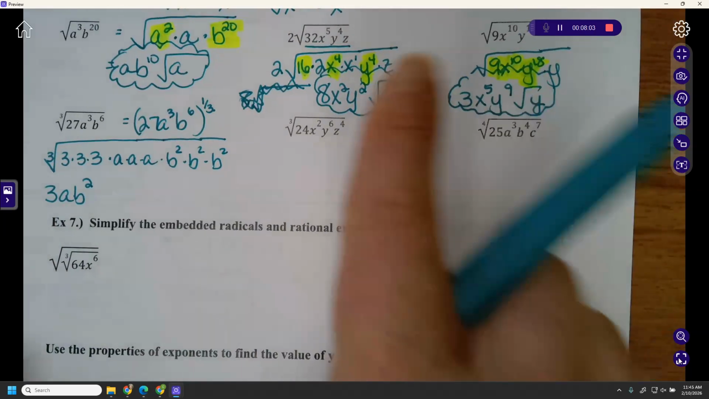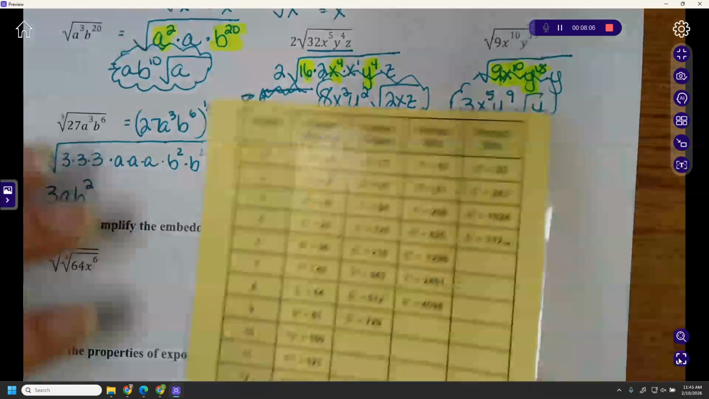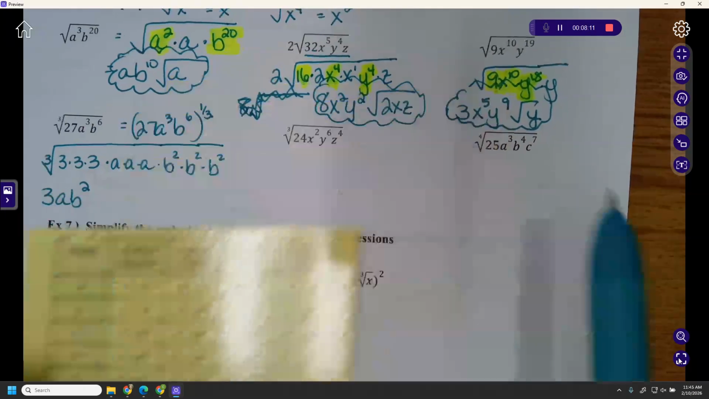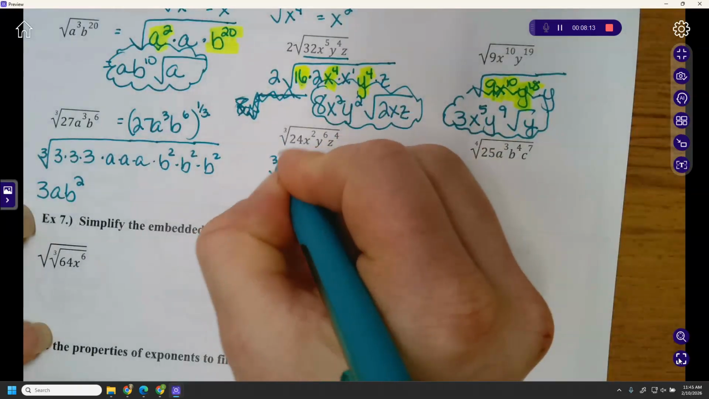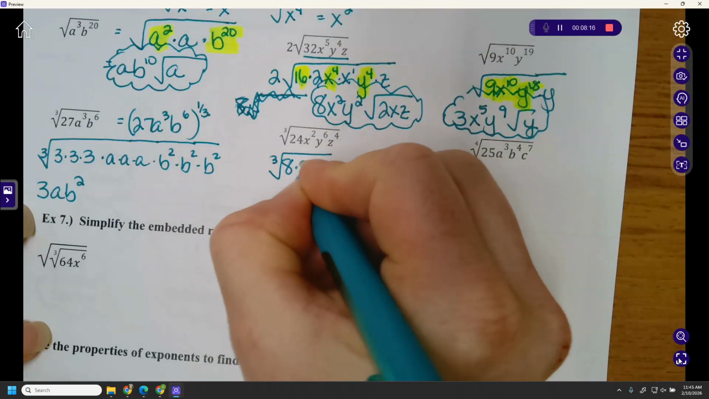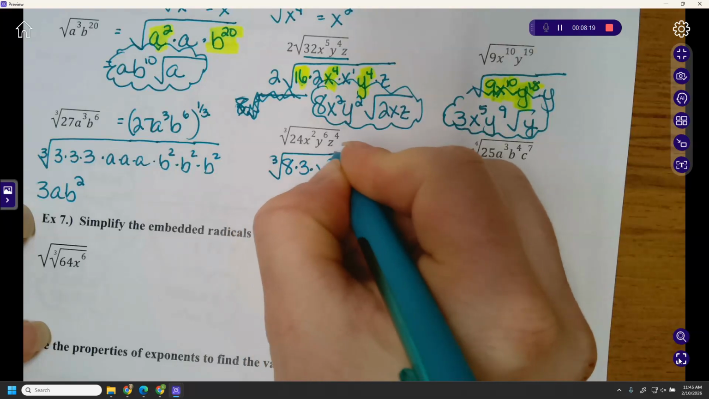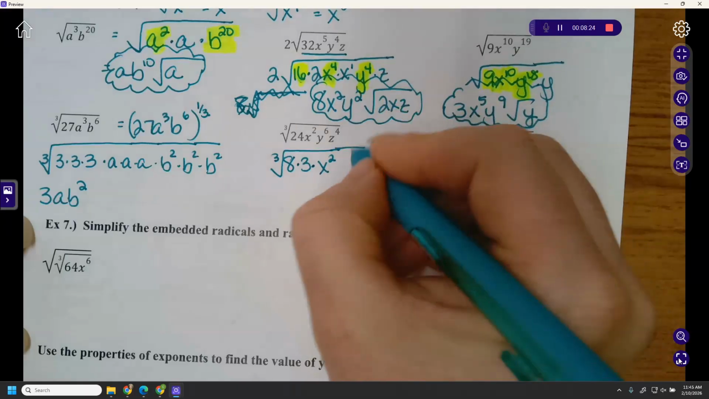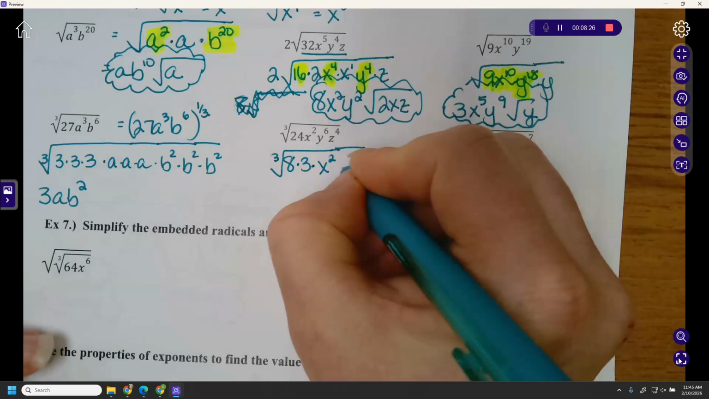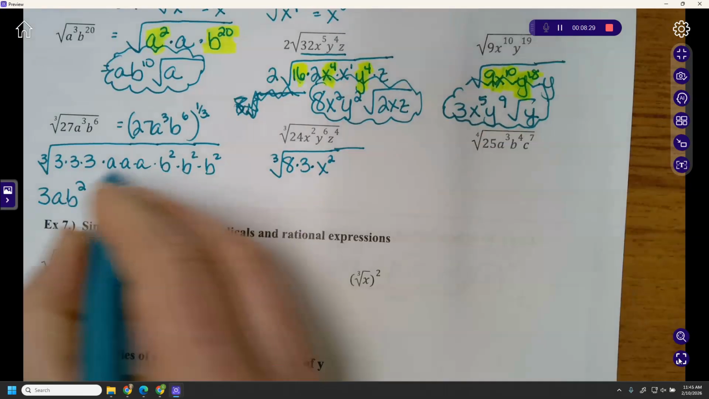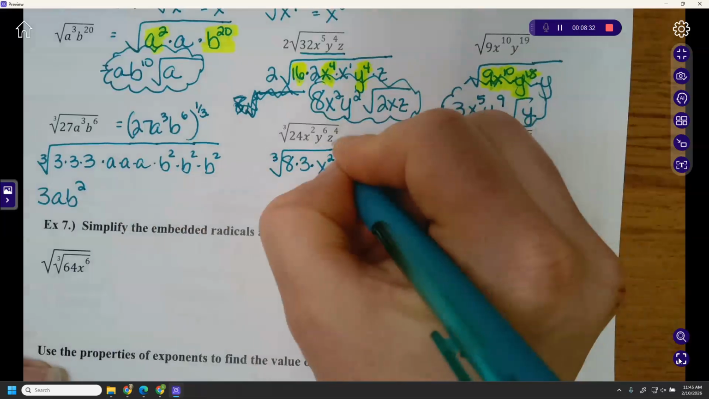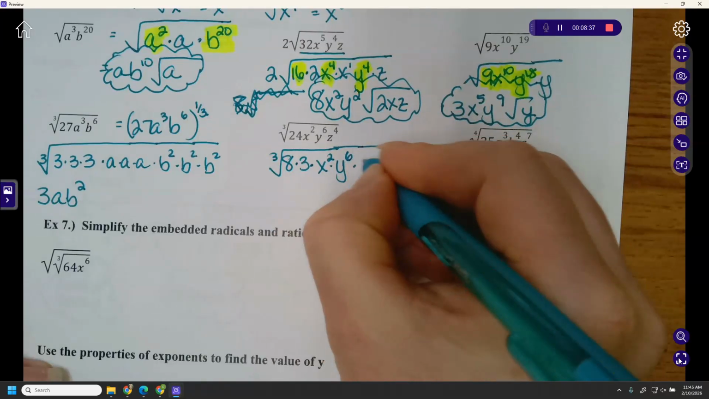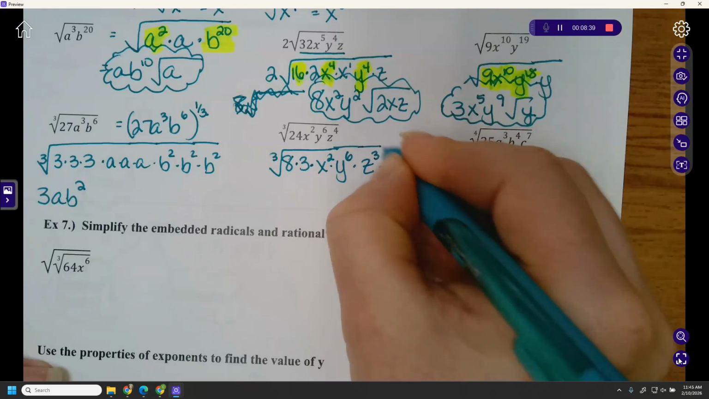All right, let's take a look at this one. So 24, I'm looking for a perfect cube that goes into 24. I think it's an 8, so I'm going to rewrite this as the cube root of 8 times 3. X squared I'm stuck with. There's nothing I can do there. Y to the 6th, I'm going to be able to take out as y squared. And z to the 4th, I'm going to this time write as z cubed times z.